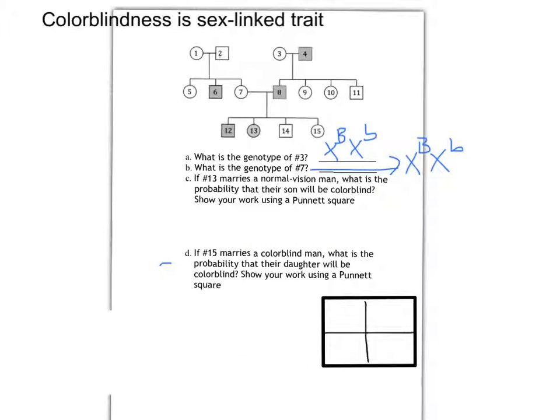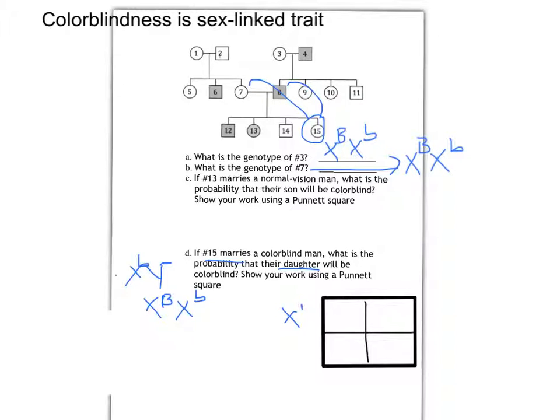Now for part D. Number 15 marries a colorblind man. What is the probability that their daughter will be colorblind? And we're going to show our work. So number 15's right here. So she is XX. She gets 1 X from her mom and 1 X from her dad. Her dad is XY, but he has the recessive allele. So she's going to get that X from her dad. But number 15 can see color, so she has the dominant allele as well, which she gets from her mom.